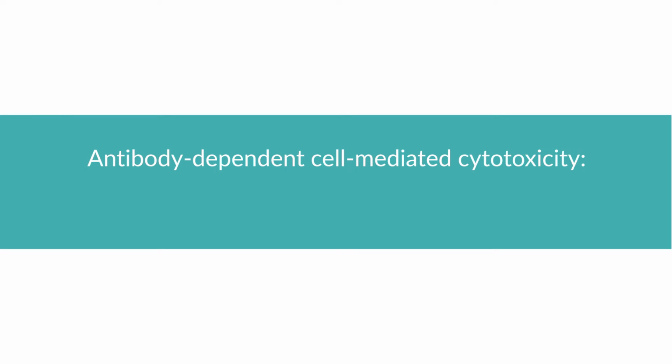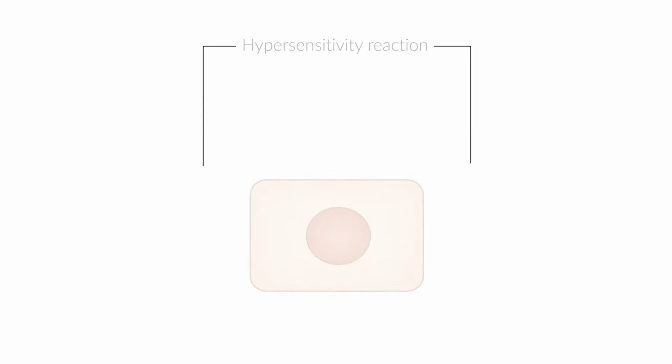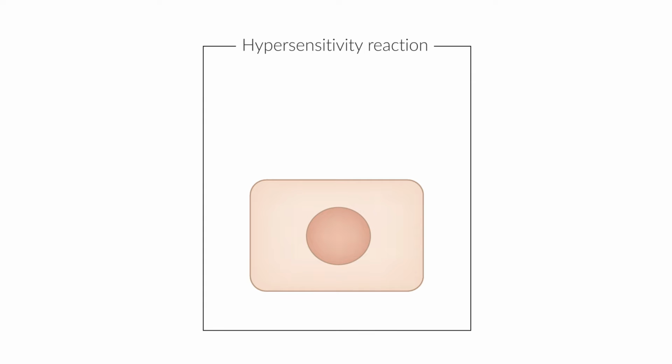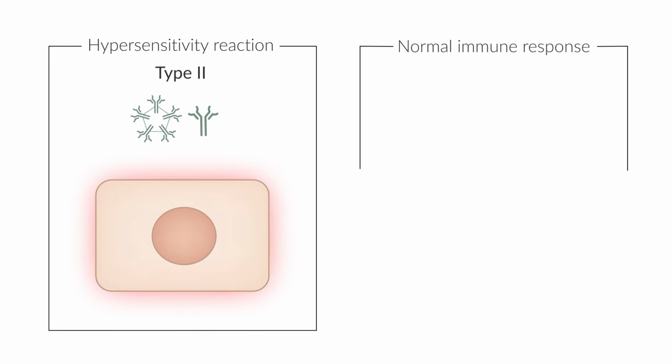Antibody-Dependent Cell-Mediated Cytotoxicity, Type 2 Hypersensitivity Reaction. During a hypersensitivity reaction, the body can also respond to its own components that are usually ignored. In a type 2 reaction, this response is caused by the presence of certain antibodies.